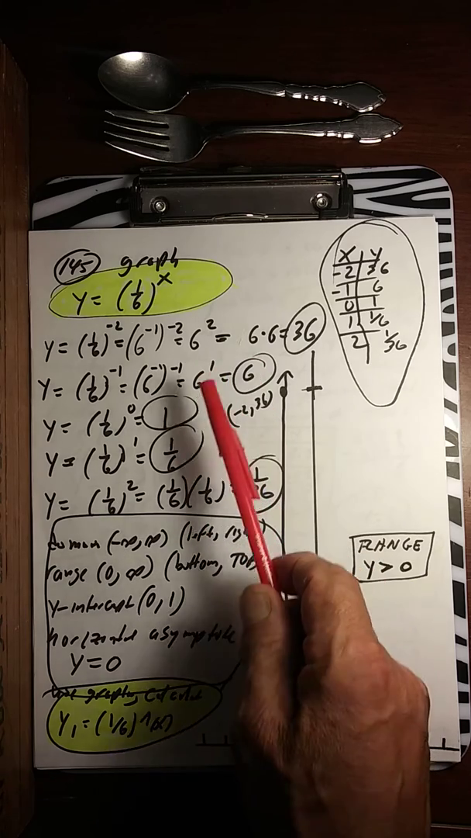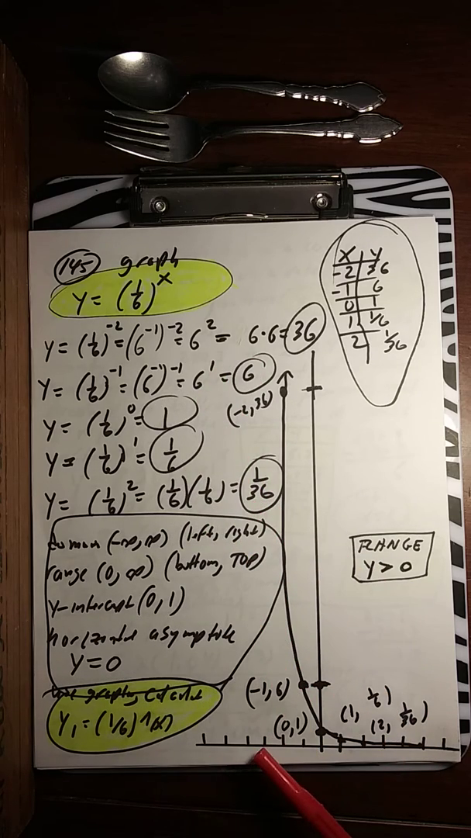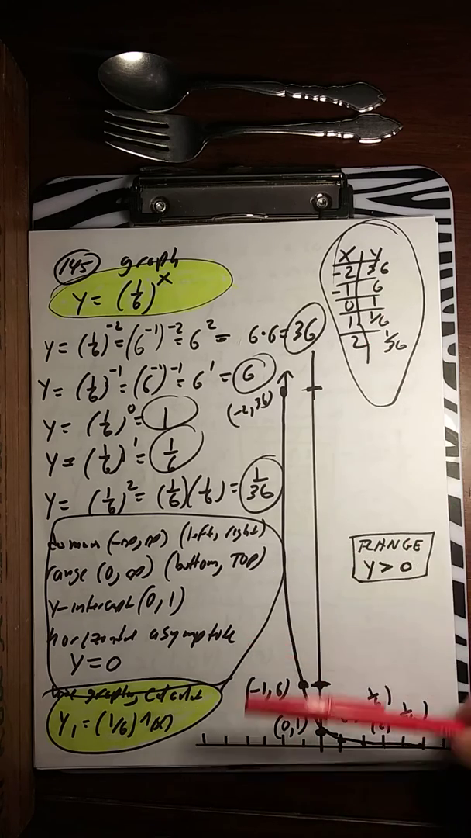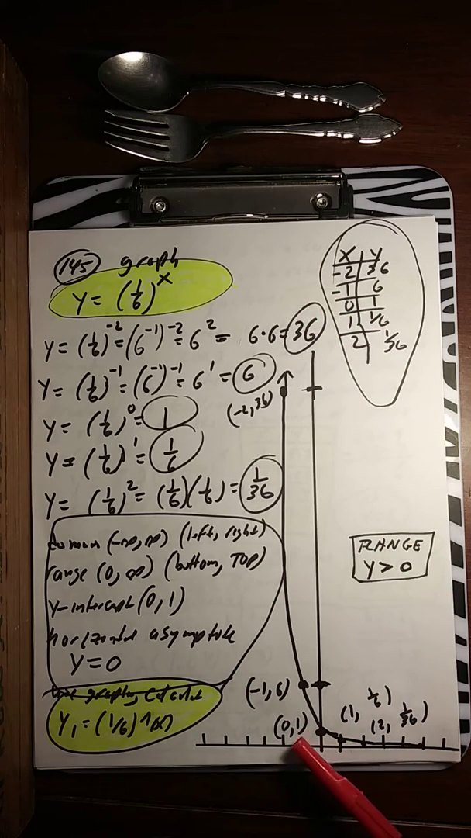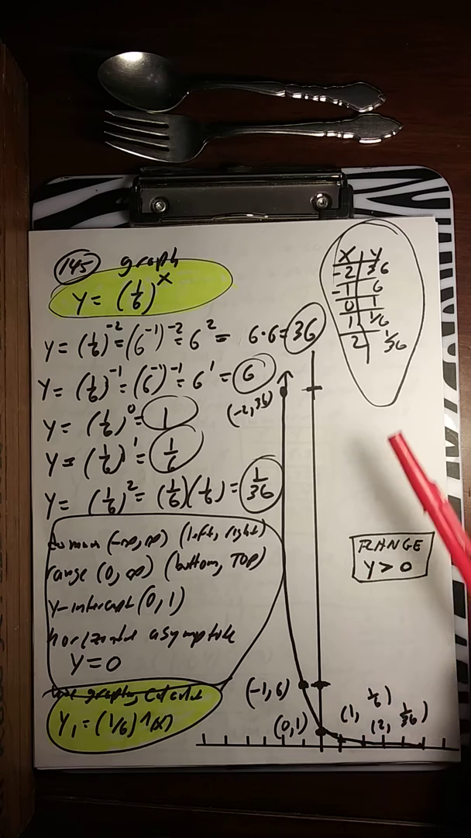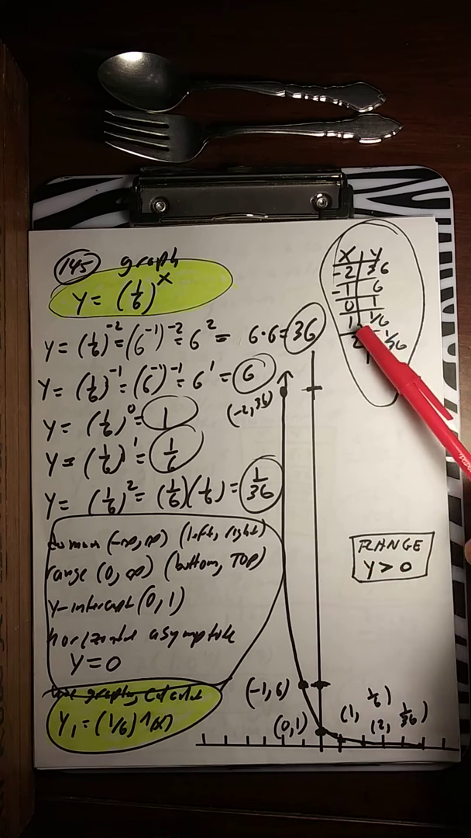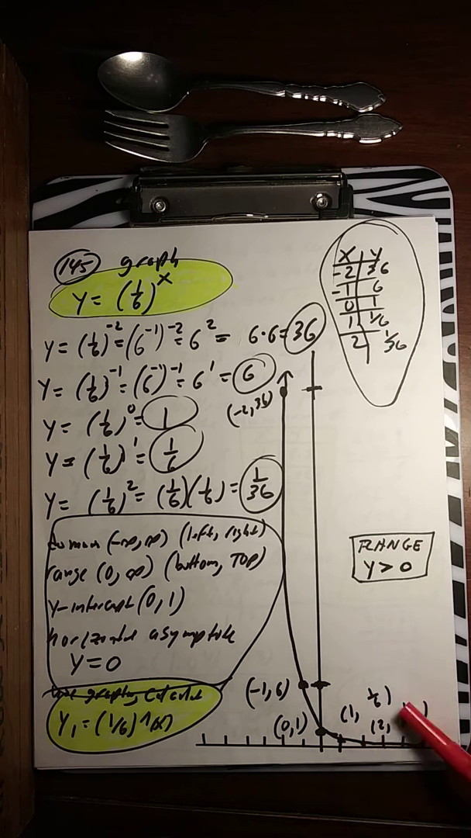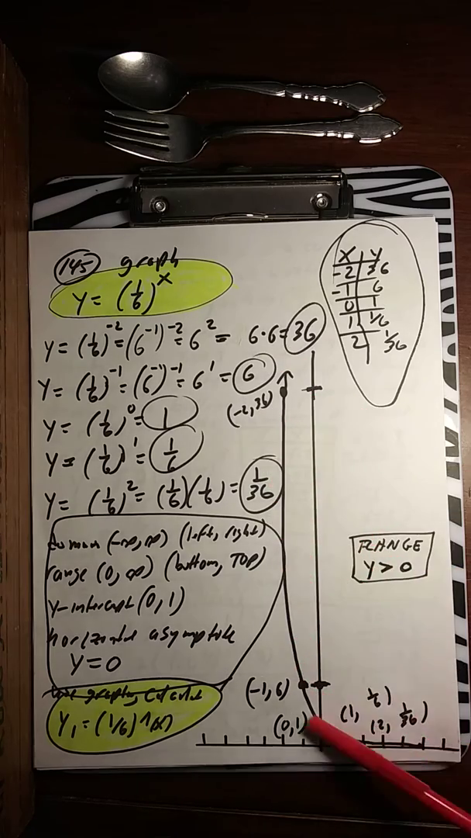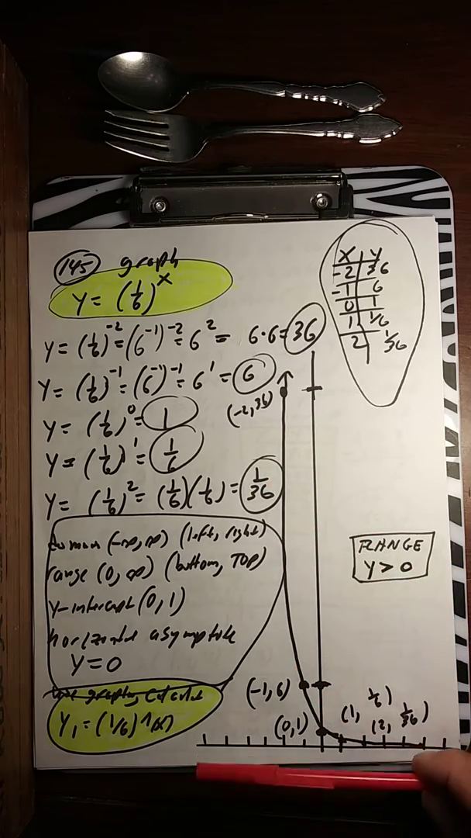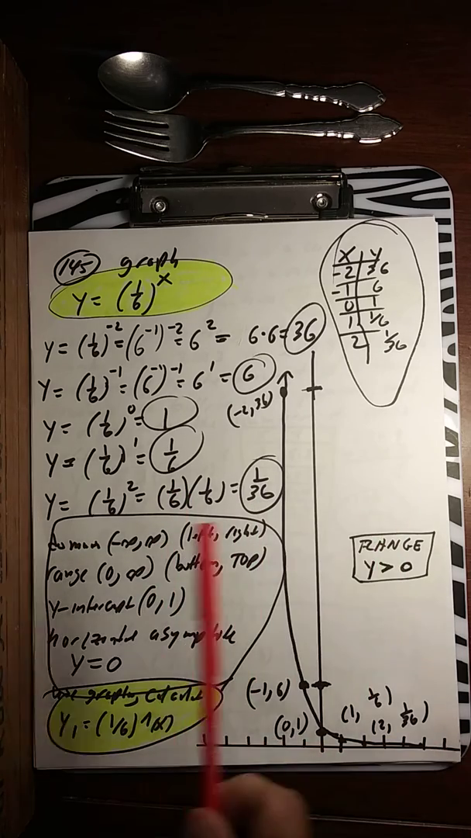So now we have the numbers. So we have negative 1, we have negative 2 and up 36, way up there somewhere. We have negative 1 and up 6, we have 0 and up 1. We have 1 and 1/6, and then 2 and 1/36, so it goes this way. So range is greater than 0. Domain is all real numbers.